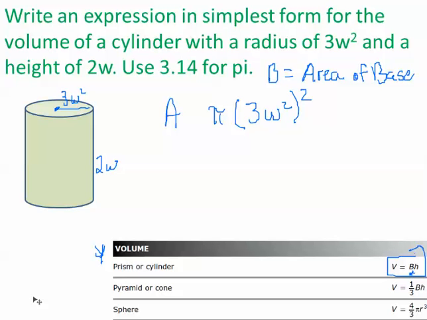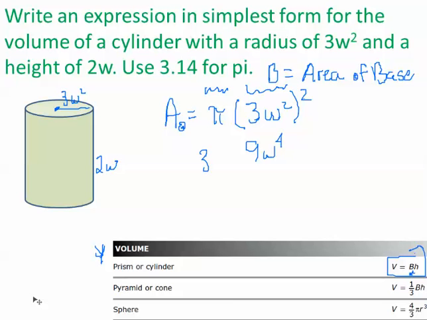So from the very last slide, we learned that area of a circle was pi r squared. So we did pi times 3w squared squared. We're going to simplify that. 9w to the fourth. 3 times 3 is 9. We need 2 of them. W squared twice is w to the fourth.